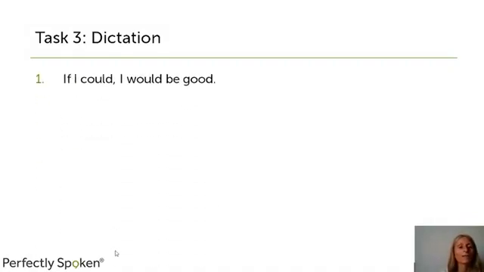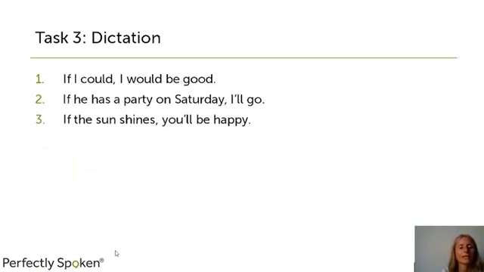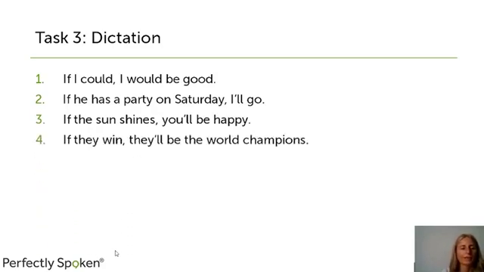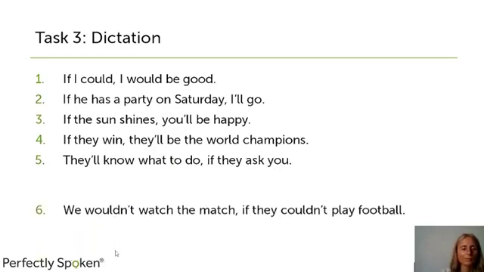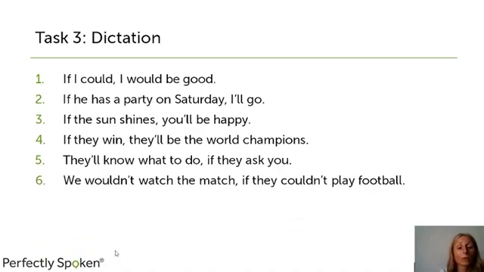So number 1, if I could, I would be good. Number 2, if he has a party on Saturday, I'll go. Number 3, if the sun shines, you'll be happy. Number 4, if they win, they'll be the world champions. Number 5, they'll know what to do if they ask you. And number 6, we wouldn't watch the match if they couldn't play football.